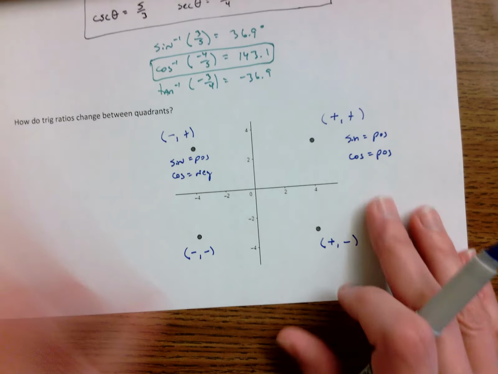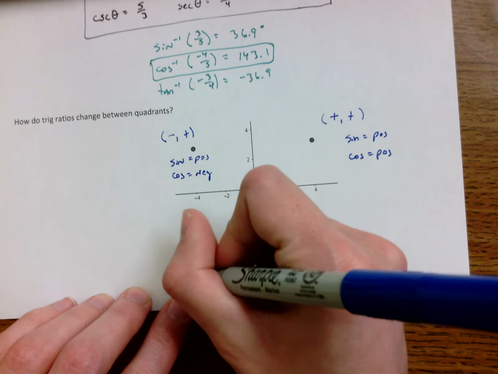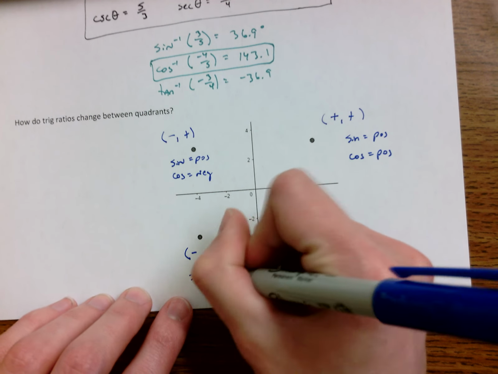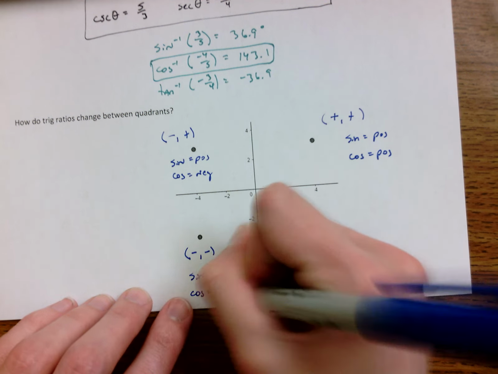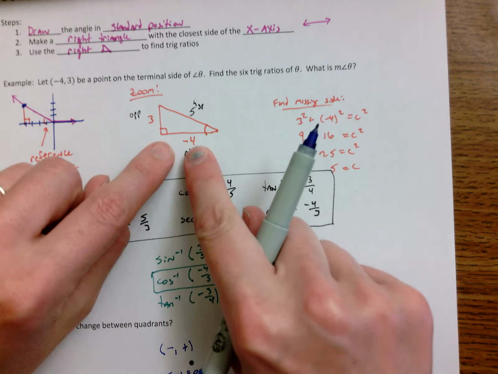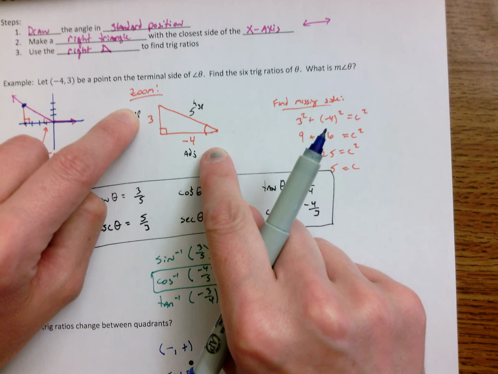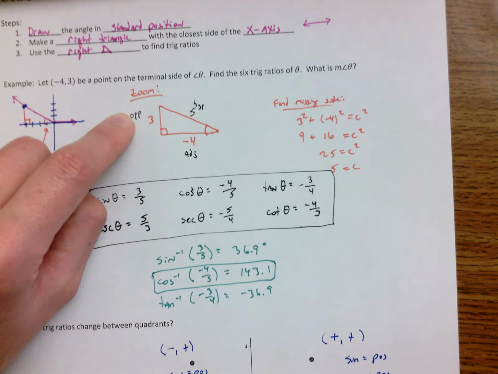This one down here, where they're both negative, tells me that my sine and my cosine are both going to be negative. Again, think about why. In our triangle, this side length would be negative and this would also be negative. So when I divide by my hypotenuse, I'll get a negative for my cosine and a negative for my sine.